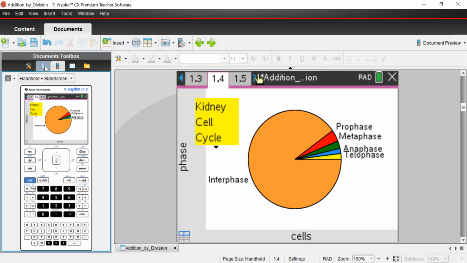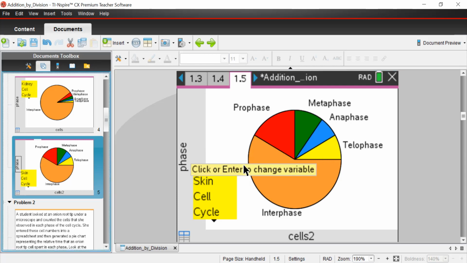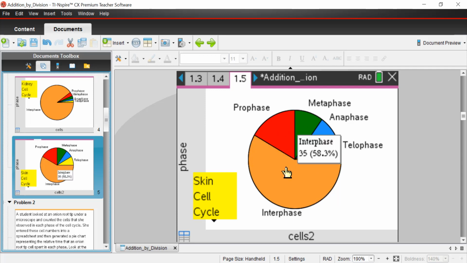So let's jump back over to the skin cell now. We know, because mitosis consumes much more of this pie graph, that interphase looks like it's at 58%. So I'm just rounding down, 58%. That must mean that the mitosis portion is the difference between 100 and 58. So we're looking at about 42% of the time spent in some form of mitosis.